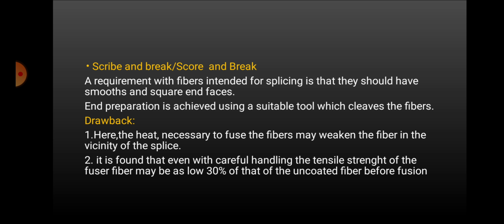Next is scribe and break, or score and break. A requirement with the fibers intended for splicing is that they should have smooth and square end faces. In general, this end preparation is achieved by using a suitable tool which cleaves the fiber. This process is referred to as scribe and break or score and break, as it involves the scoring of the fiber surface under tension with a cutting tool.